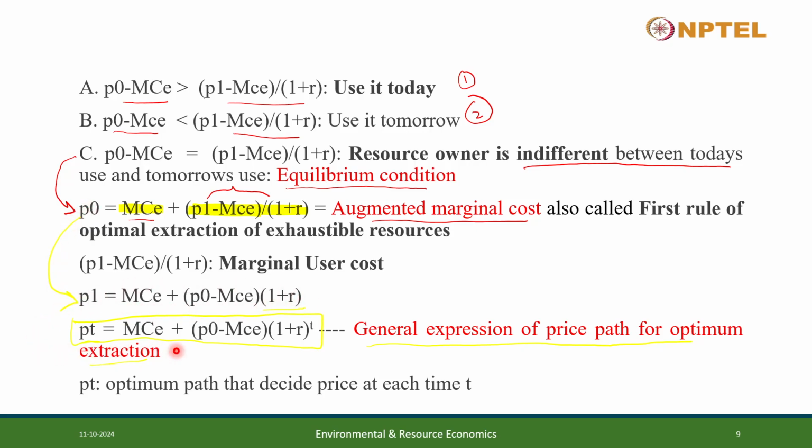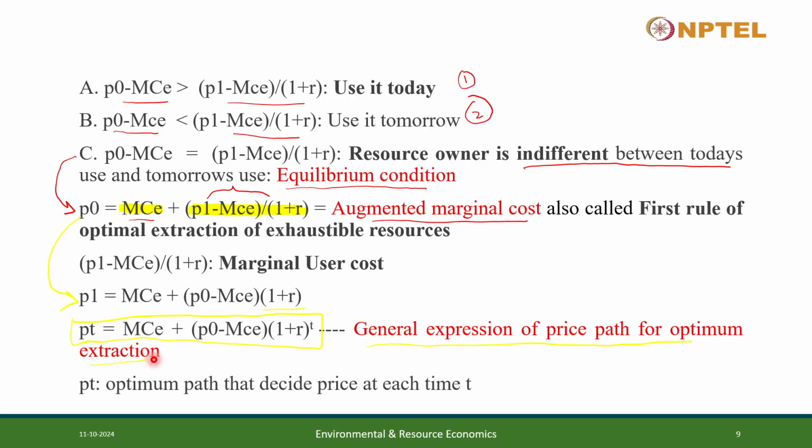So if you generalize the value, then Pt, where t is the time, will be equal to marginal cost of extraction plus this term. Okay. So this equation is known as the general expression of price path for optimal extraction. So now, what does optimal extraction mean?